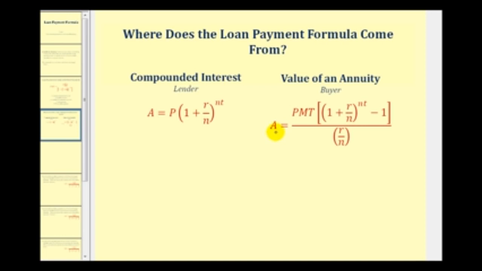So the loan payment formula comes from combining these two formulas or setting them equal to each other. And since these are both equal to A, we can set the right sides of these equations equal to each other. And then if we solve for PMT or payment, we should have our loan payment formula. So let's go ahead and take a moment and do that.